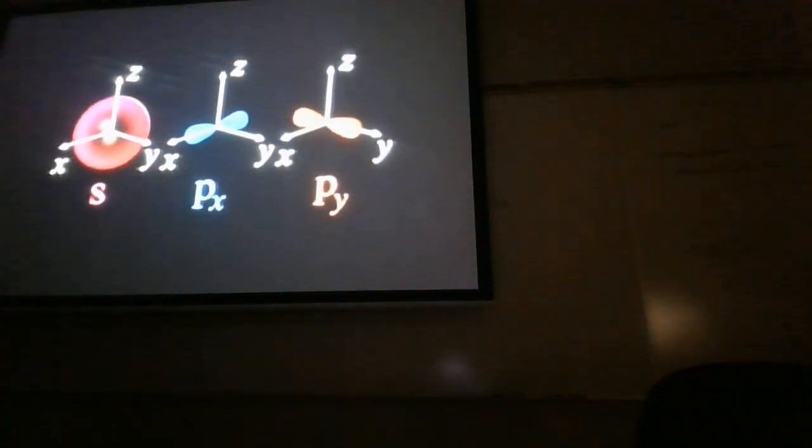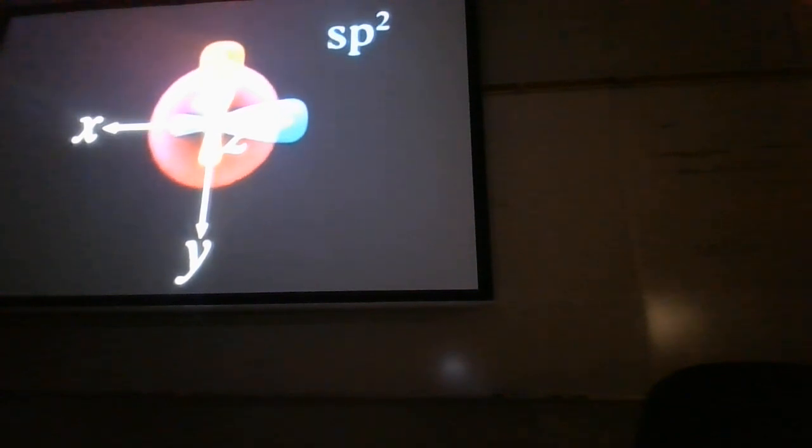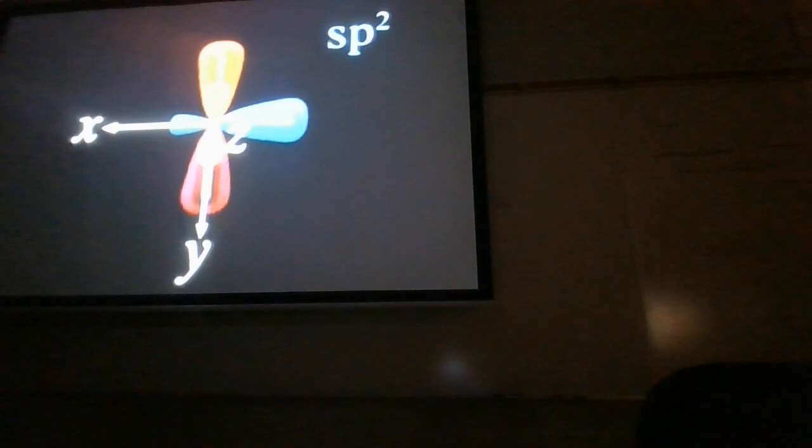Mixing of an s with the px and py orbitals produces three equivalent hybrid orbitals in the xy plane. We call these sp2 hybrid orbitals. Notice that the hybrid orbitals have major lobes, which contain most of the electron density in the orbital. These are used in bonding to other atoms. Mixing of the s with all three p orbitals results in formation of four equivalent sp3 hybrid orbitals, directed toward the apices of a tetrahedron.